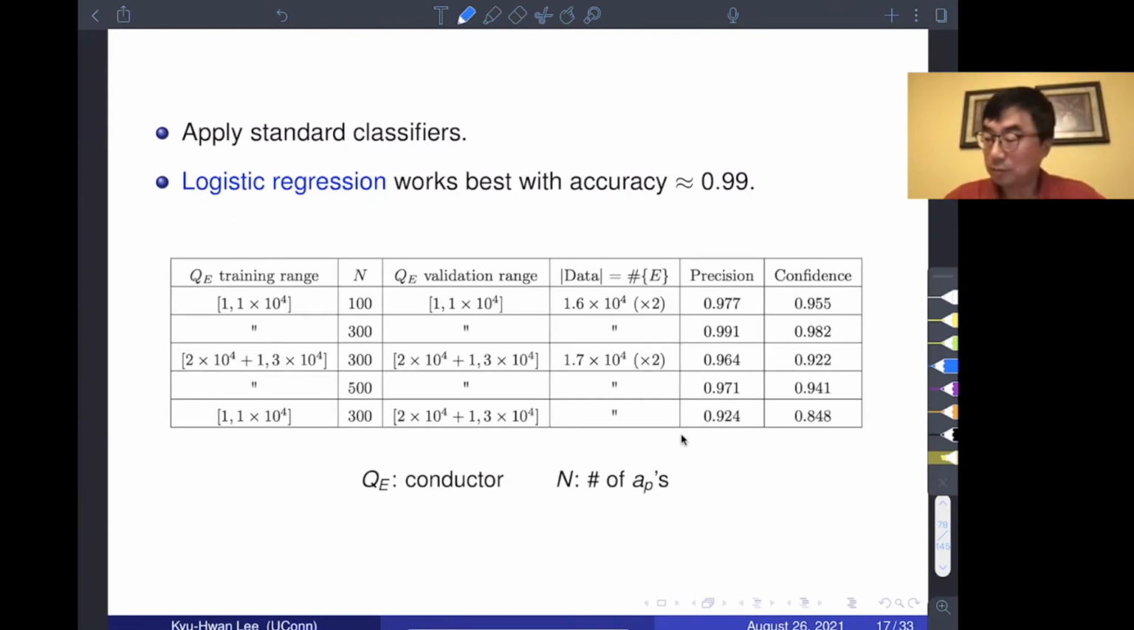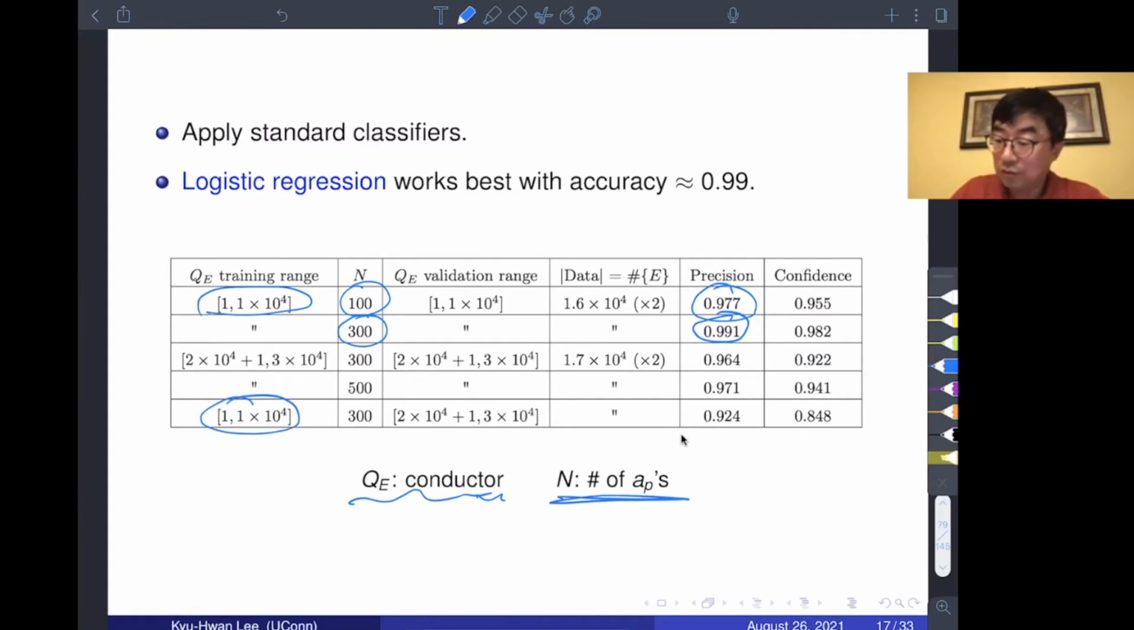And here is a summary of the result. We are using the conductor to control the size of an elliptic curve, and N is the number of a_p coefficients. We train on elliptic curves from this range with 100 a_p coefficients, and then we obtain this precision. If we use 300 a_p coefficients, then we got 0.99. The precision was very high.